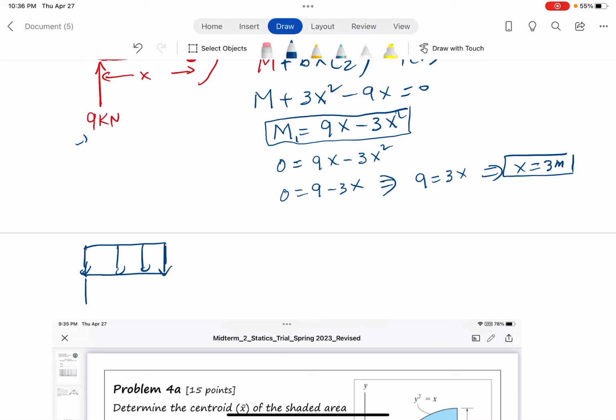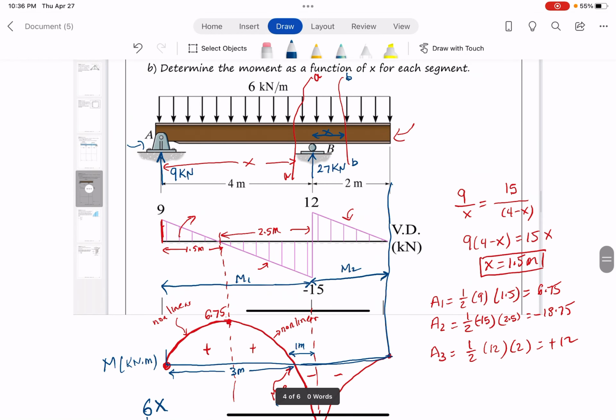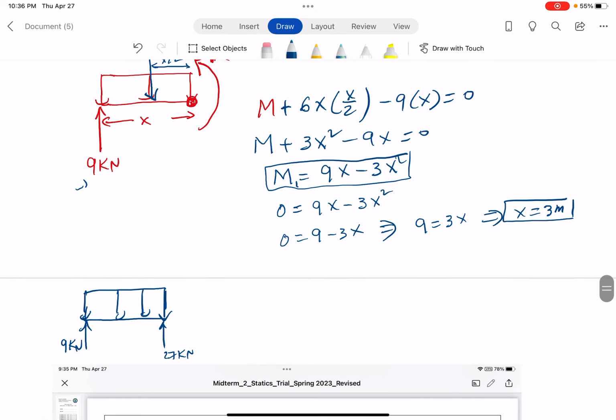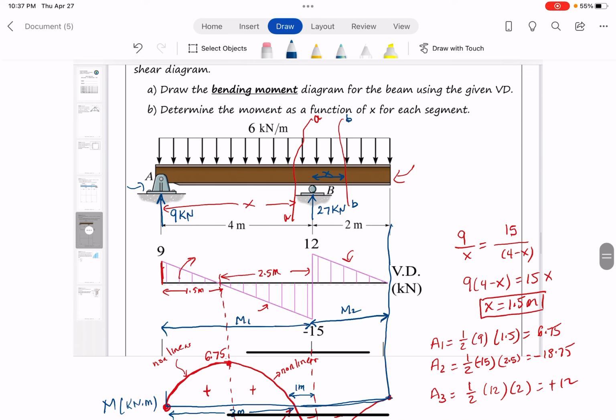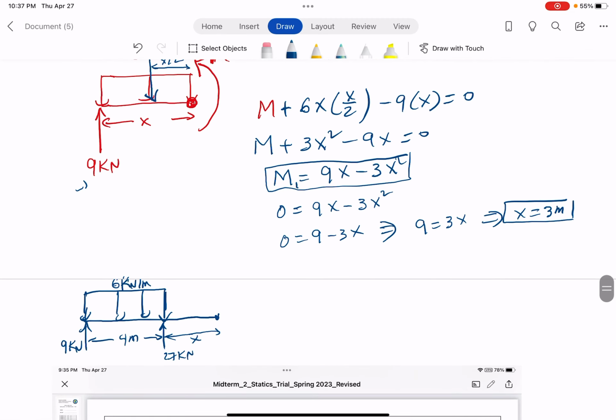This is 9 kilonewton, and we have here 27. 6 kilonewton per meter, 4 meters, and I have an extra X. And you can see that this extra X has also another load, which is 6 kilonewton per meter also. And I need to find out this moment.